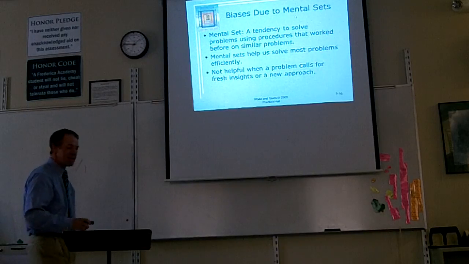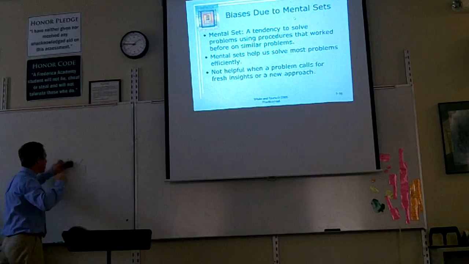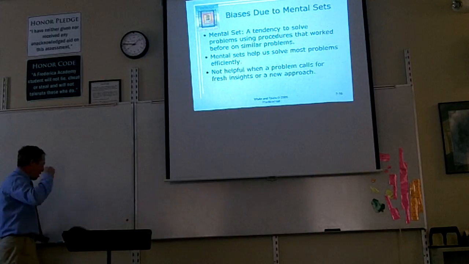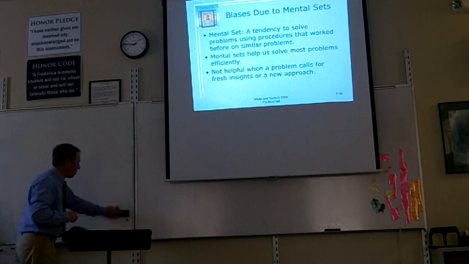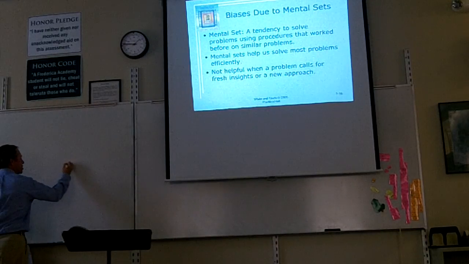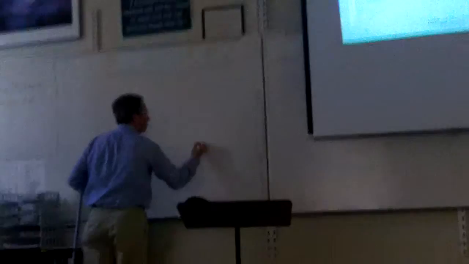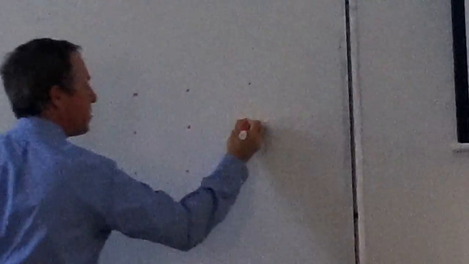Biases due to mental sets. A mental set is a way of figuring out a problem, or a way you're used to coming up with a solution. And so you got this 9-dot problem. This is kind of an old one, so some of y'all might have already seen this. But the solution is pretty simple, actually.